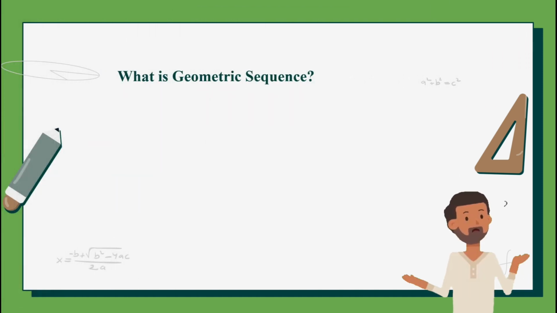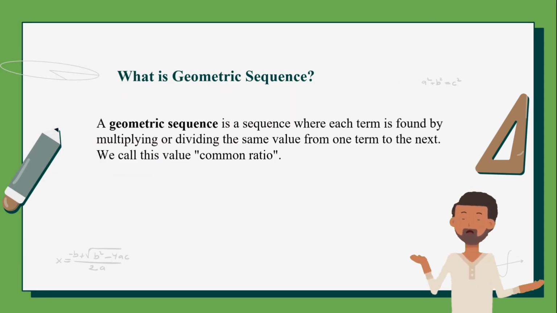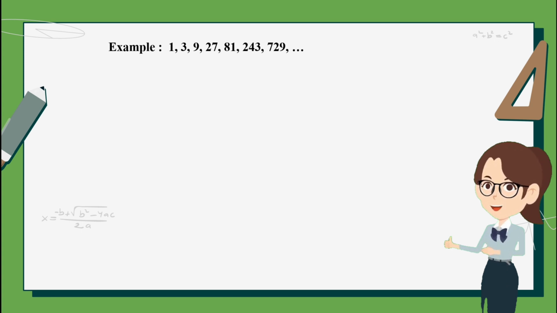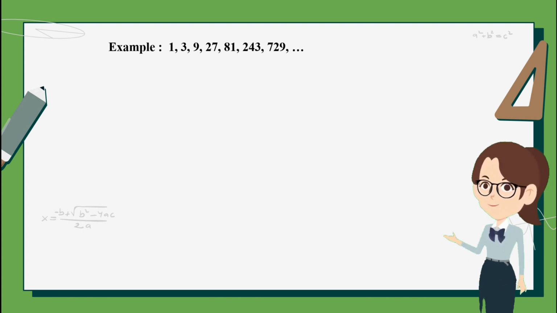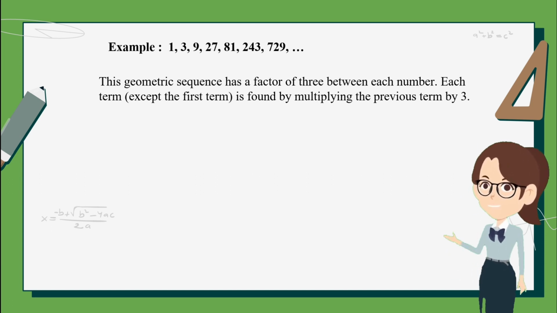Ang geometric sequence. A geometric sequence is a sequence where each term is found by multiplying or dividing the same value from one term to the next. We call this value a common ratio. Halimbawa, 1, 3, 9, 27, 81, 243, 729, and so on. Geometric sequence has a factor of 3 between each number. Each term, except the first term, is found by multiplying the previous term by 3.